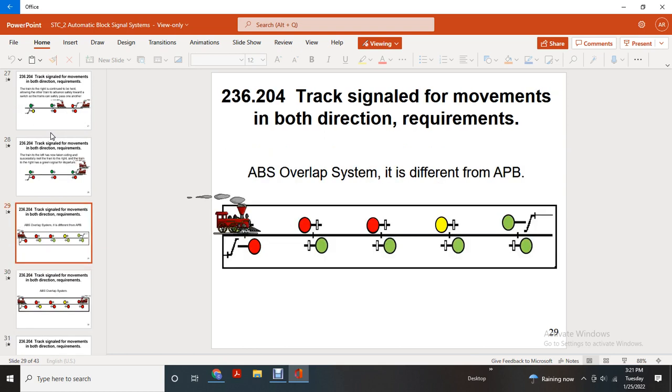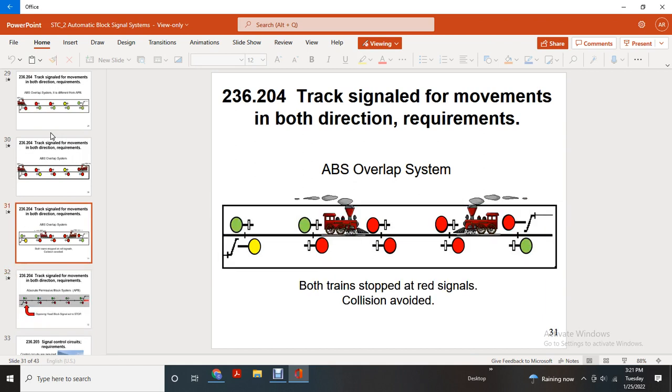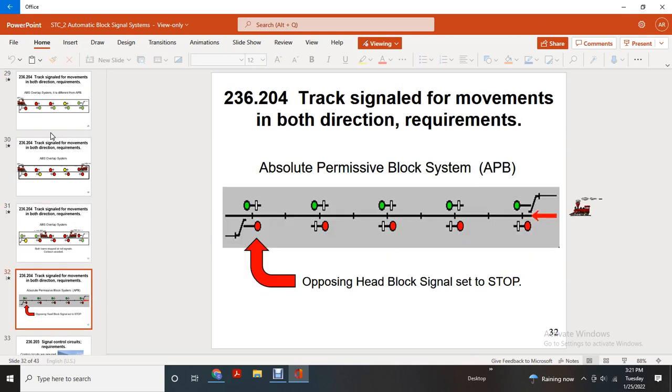The automatic block system overlap system is different than absolute permissive block. Absolute block system overlap system. Both trains stopped at red signals. Collision avoided. Absolute permissive block. Opposing head block signal set to stop.